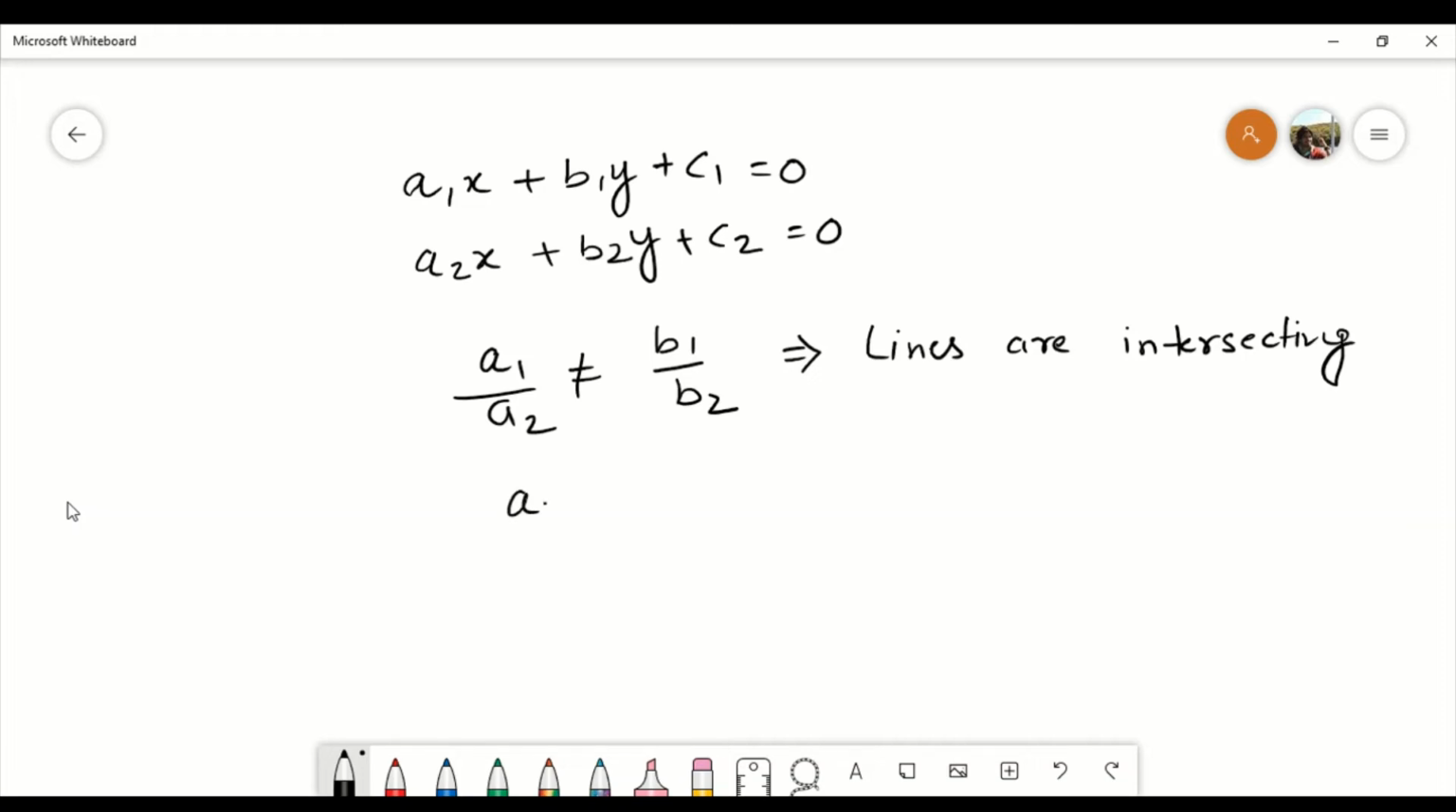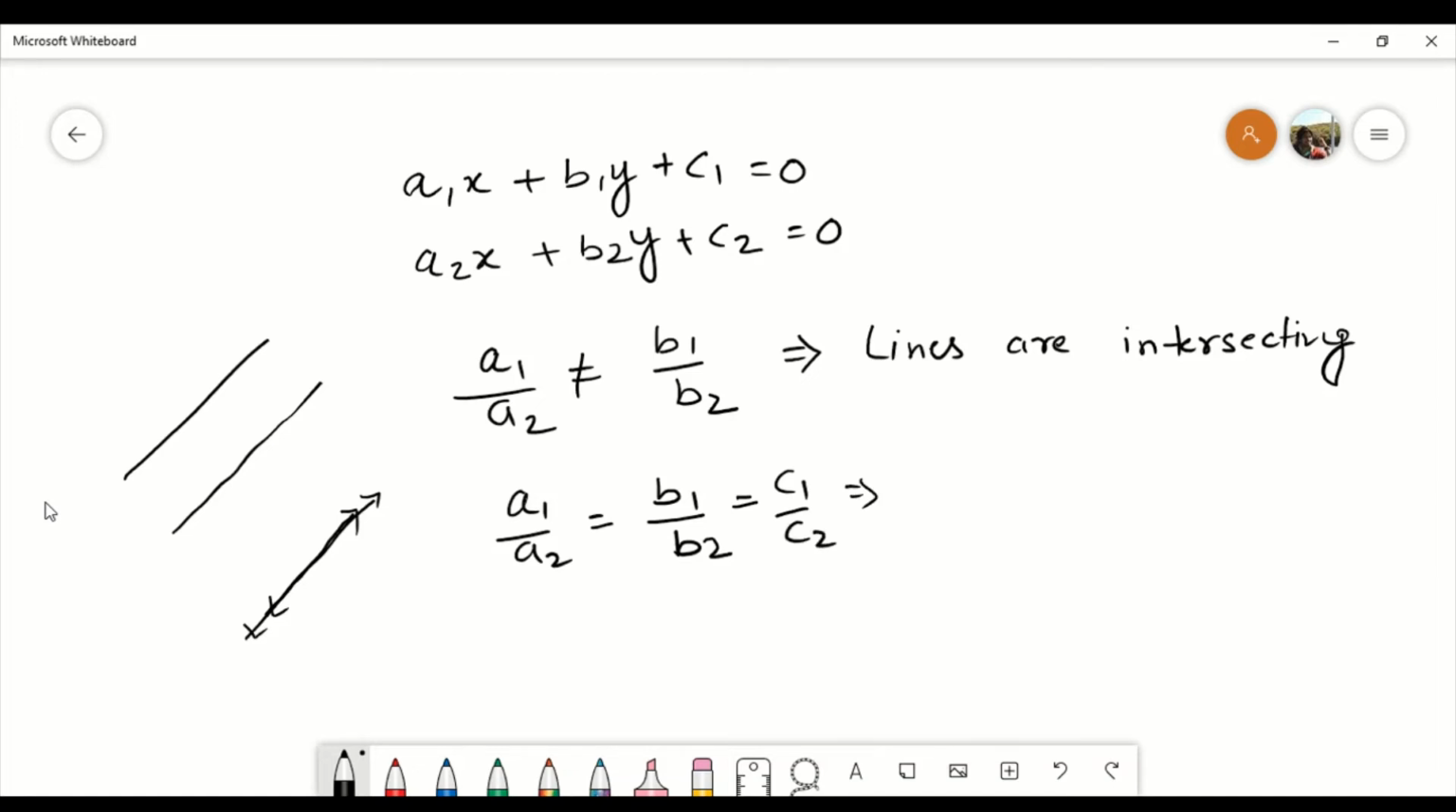Okay. If a1 upon a2 is equal to b1 upon b2, we know that these two lines are parallel, but those two lines can be parallel like this, or we can also say that the coincident lines are also parallel, but they are coincident. So for both of these situations, a1 upon a2 has to be equal to b1 upon b2. But let's say if it is equal to c1 upon c2, that means lines are coincident.